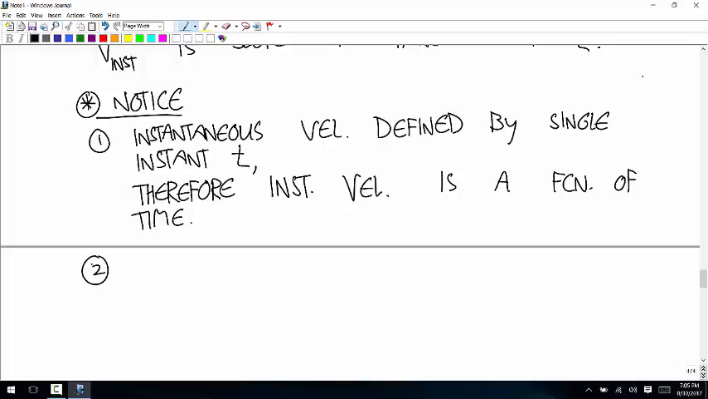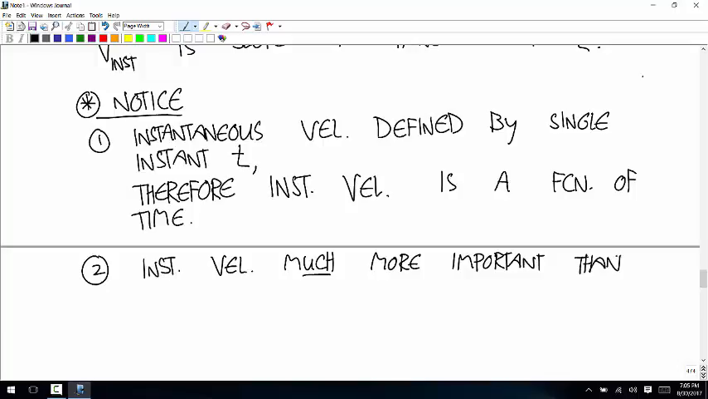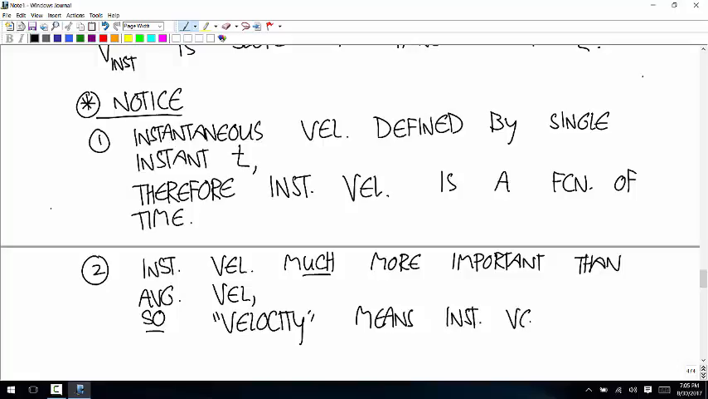Second, instantaneous velocity is almost the only one we care about in physics. So instantaneous velocity is much more important than average velocity. So if a problem ever says velocity, just says velocity, it's talking about instantaneous. You can always assume it means instantaneous unless it says average.